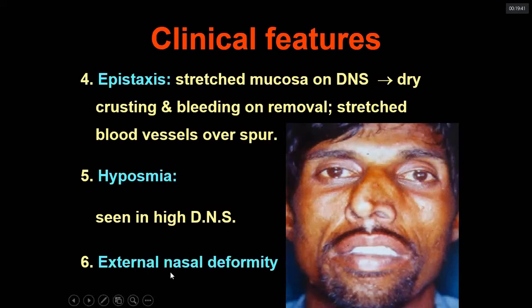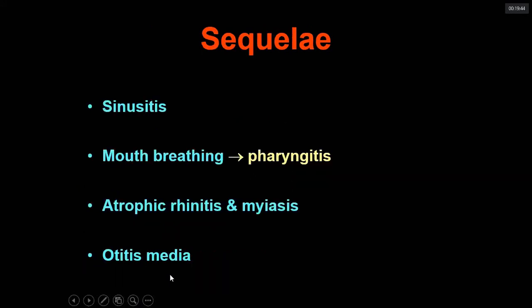And there can also be associated external nasal deformity. Now, sequentially, what will happen if you have a deviated nasal septum? As I said earlier, there will be sinusitis, there will be mouth breathing, because you are always required to take air into your lungs. If the nose is blocked, like when we have a common cold, we need to do mouth breathing, and because of the mouth breathing, there will be pharyngitis, because the air that is taken from the mouth is not air conditioned, okay? It is not warm, it is not humidified, it is not filtered. So we are bypassing the important functions of the nose, which are humidification, filtration, and air conditioning.